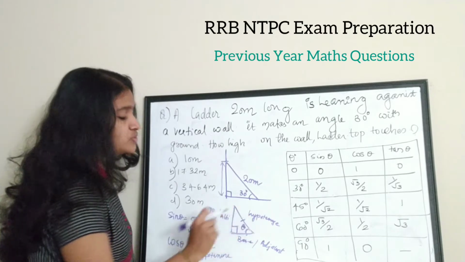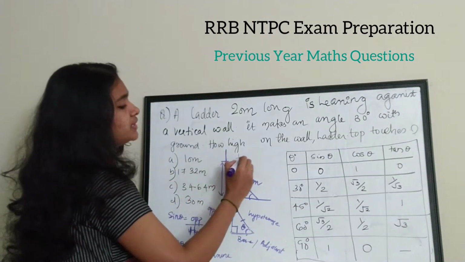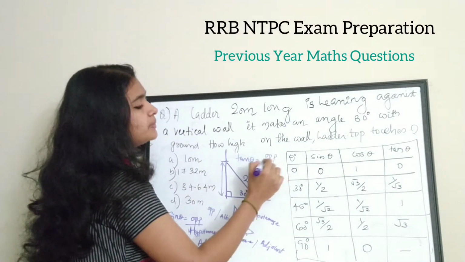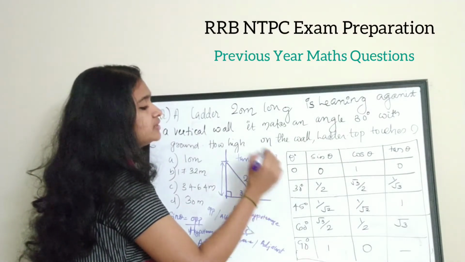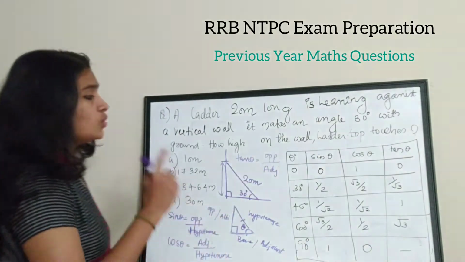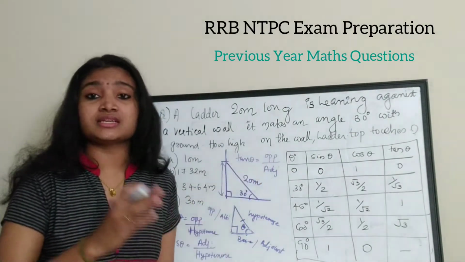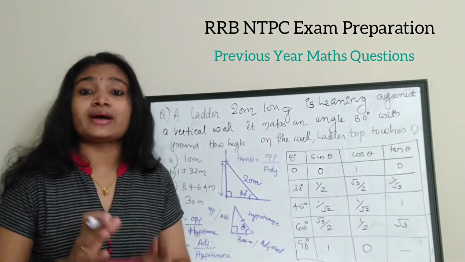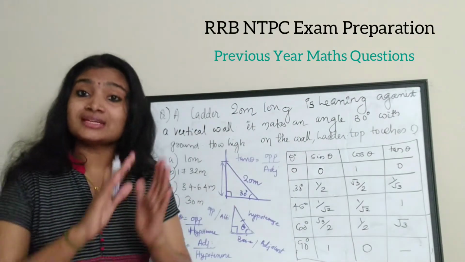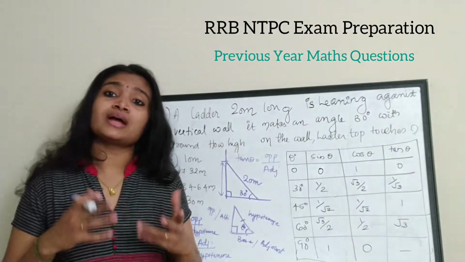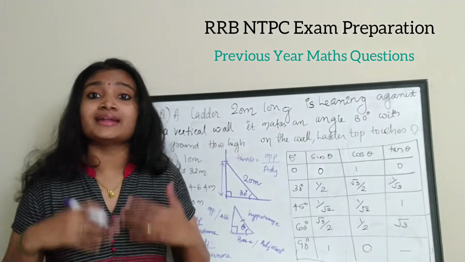Adjacent side by hypotenuse. Also, I am writing here tan theta equal to opposite side by adjacent side. I am just writing OPP by ADJ. Or tan theta can be written as sine theta by cos theta. So these things you have to keep in mind. These are the basics you need to know to answer this question. And if you know these things, you don't have to think, you can directly answer.